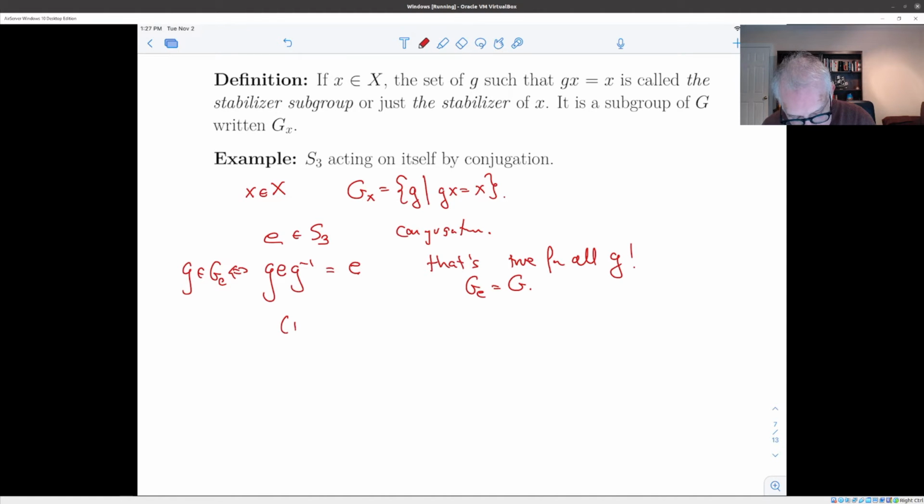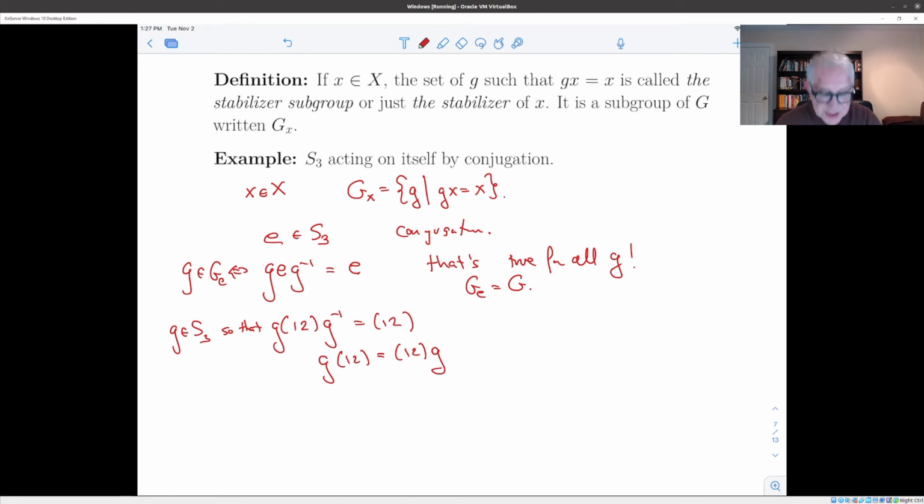What about if we look at a transposition? What are the g's in S3 so that g times (1 2) times g inverse equals (1 2)? Well, this is something we've seen before as well. This says that g times (1 2) is (1 2) times g. In other words, g commutes with (1 2). Now, what are the possibilities? Well, g could be the identity. The identity commutes with (1 2). g could be the element (1 2) itself, which commutes with (1 2).